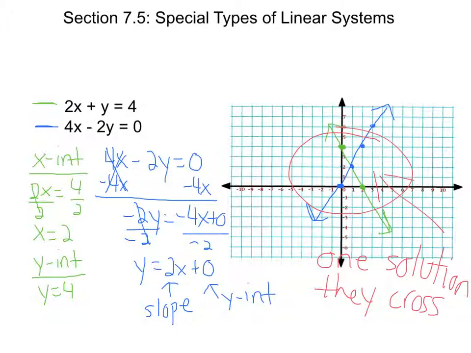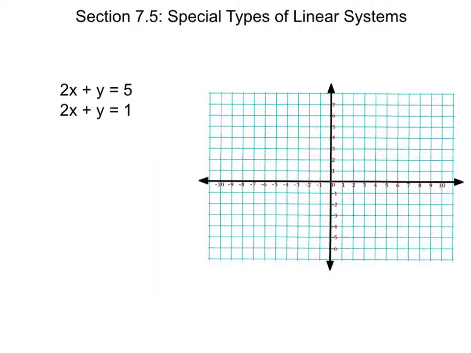Well, what else happens? Okay? So that's what we want to talk about. What are these special types of linear systems? All right, so let's talk about those. Another type of linear system.